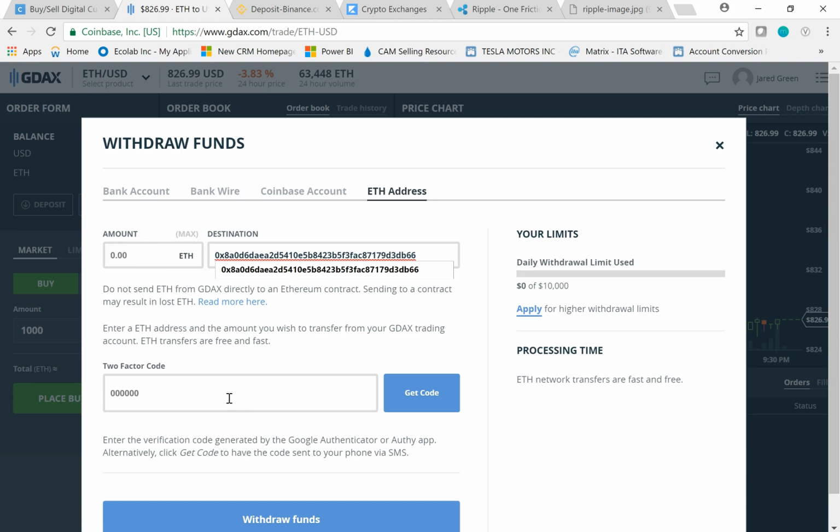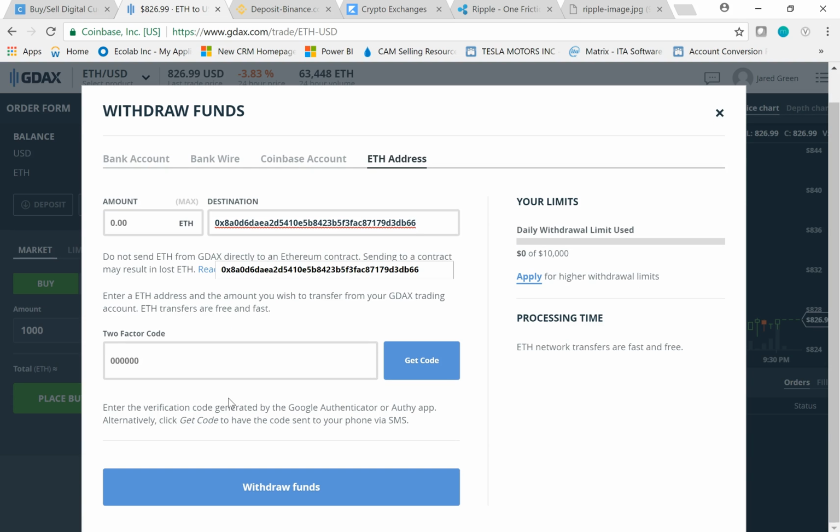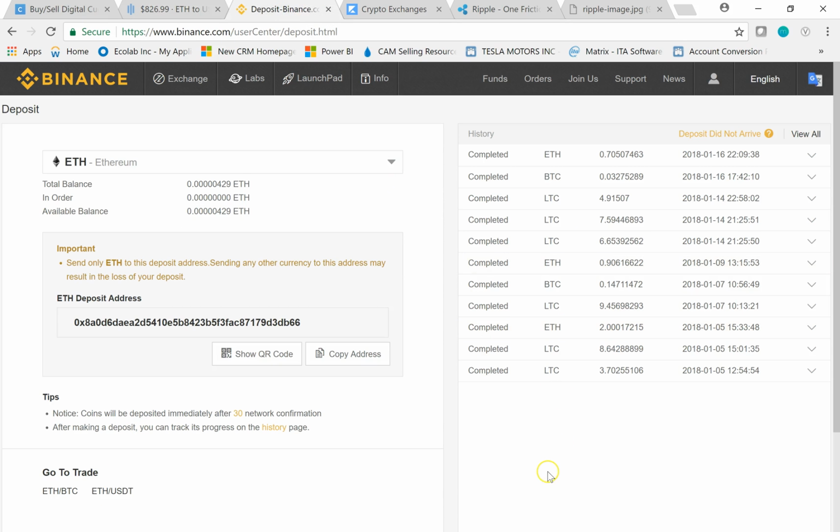I go here, this 2-factor authentication code. It's very important for safety. Make sure you put that in. That's linked to your cell phone. And then I would hit withdraw funds. And I would come over here and I would wait as my Ether comes in.